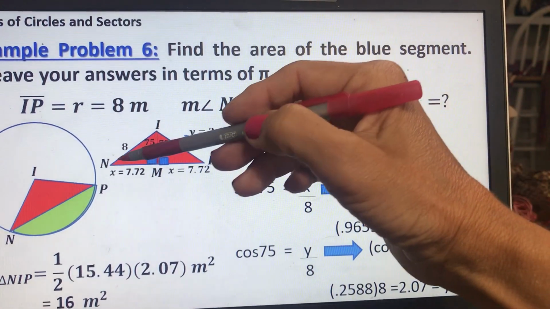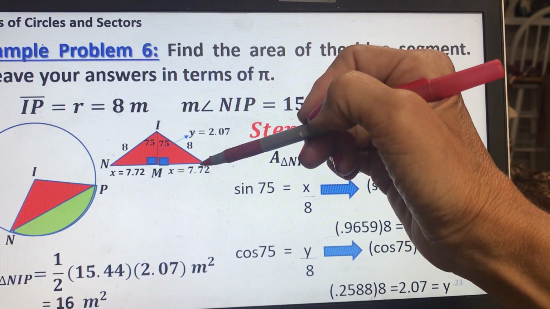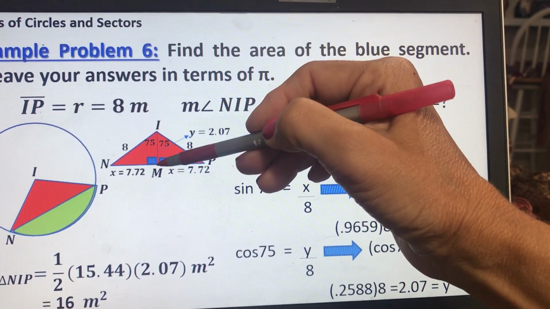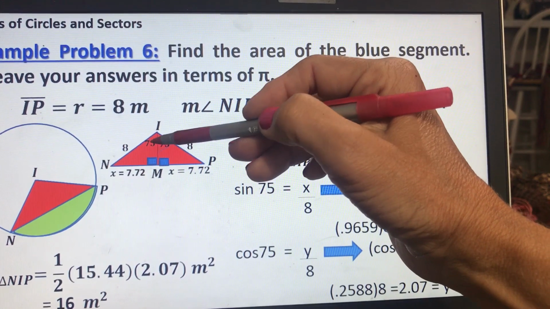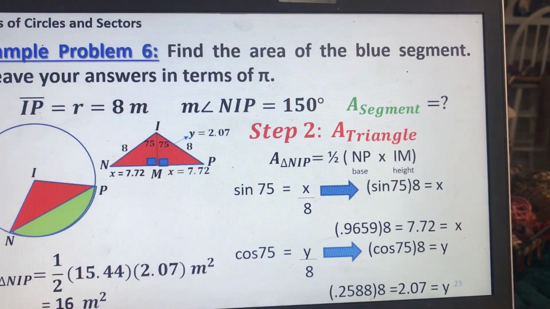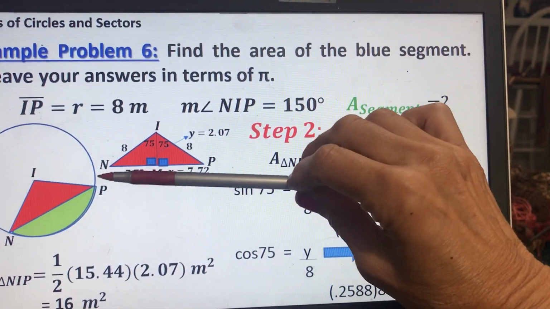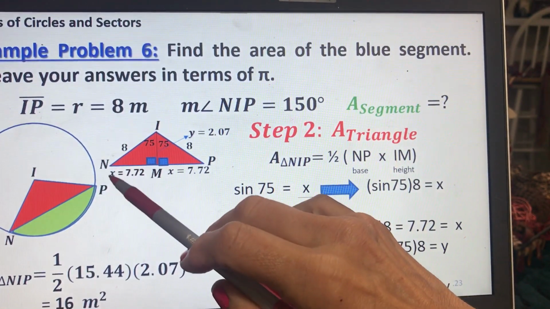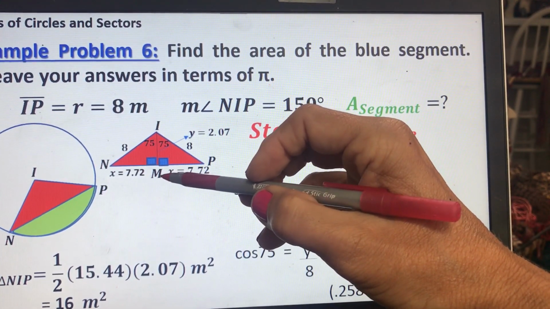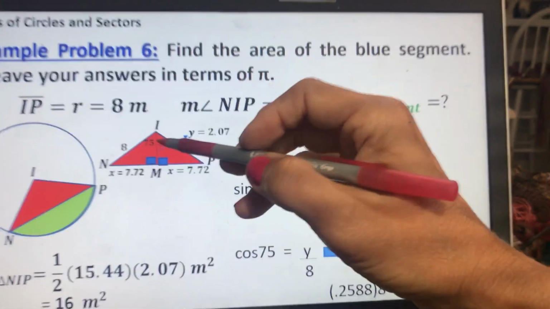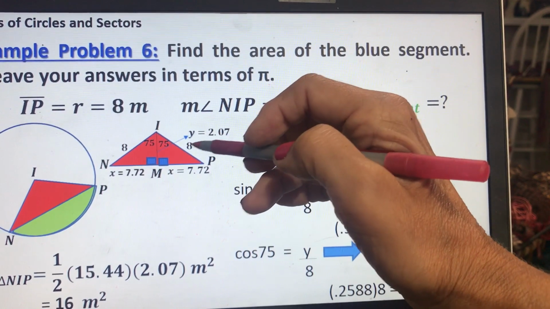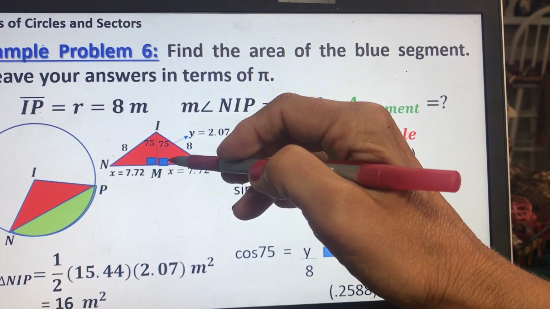And notice here, since angle NIP, which is the central angle, measures 150 degrees, and line segment IM represents the perpendicular bisector, that means that this angle measures 75 and this one measures 75. So in order for us to find the base, we have to find the distance from N to M, which is going to be equal to the distance from M to P. Now, we also have to find the distance from I to M, which would represent the height of both triangles.